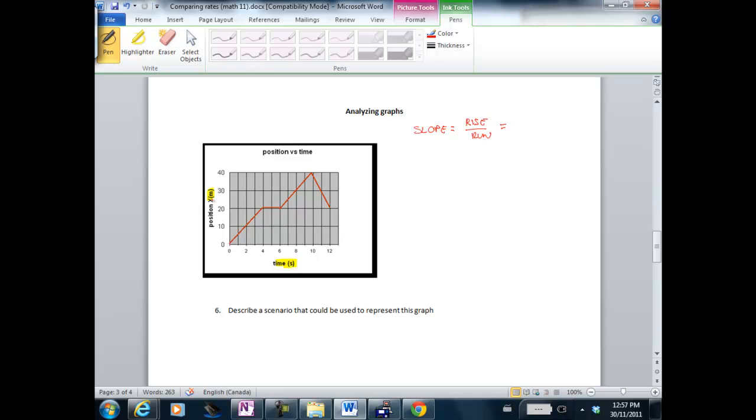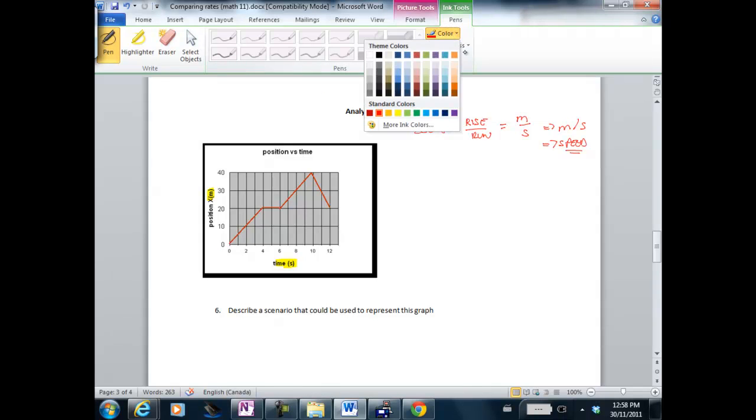Now, if I look at this, my rise, we're going to write down meters. My run is time, which is seconds, so it's meters per second. Hey, this is speed. So in a lot of these graphs, you've got to look at your y and x axis. In reality, the slope of this is speed.